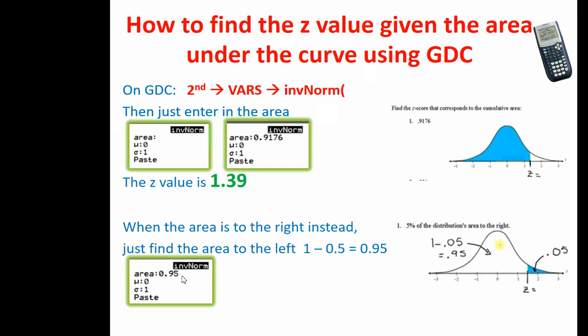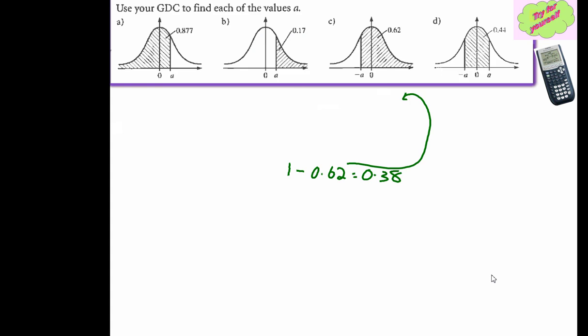So pop in the area as being 0.95, the mean, and the standard deviation. The z-value is 1.64, which makes sense as well for here. 1.64 is around about here. It's always good to be nice and critical.